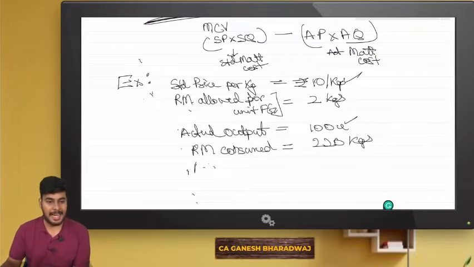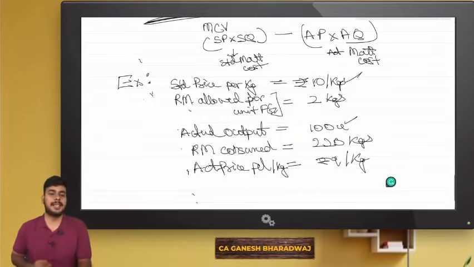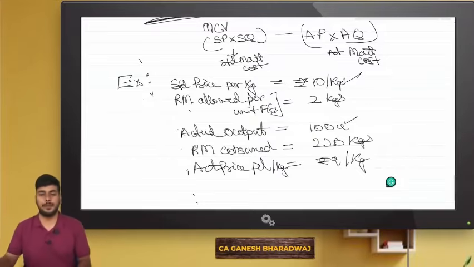220 kgs. And let us say the actual price paid per kg was rupees 9. Rupees 9 per kg. This is the data available. Quickly note it down, guys.